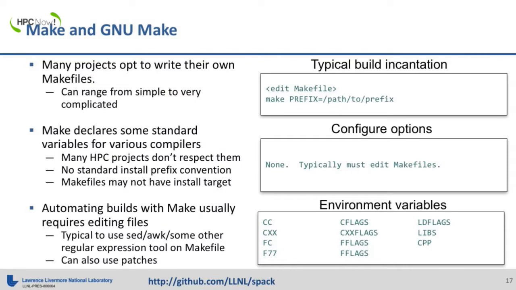So if you write a makefile, the typical procedure that you go through to do that is edit the makefile. You probably say make, provide a prefix somehow. Maybe you have to patch that into the file. There's really not configure options beyond just editing the file, so there's a lot of file filtering and patching that has to go on. And then there are some environment variables that matter. So we'll set things like CC, CXX, FC, and F77 to get the right compilers in the makefile, if it supports that. Otherwise, we're back to patching.